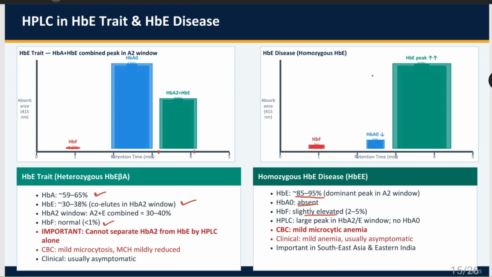There is one problem in diagnosis of HbE by HPLC, because HbE and HbA2, both of these hemoglobin variants co-elute at the same time, that is they share the same RT window. Here in this case you can see that this peak is coming due to both HbA2 and HbE level. So we cannot separate HbA2 and HbE by HPLC alone. We have to do some other studies also.